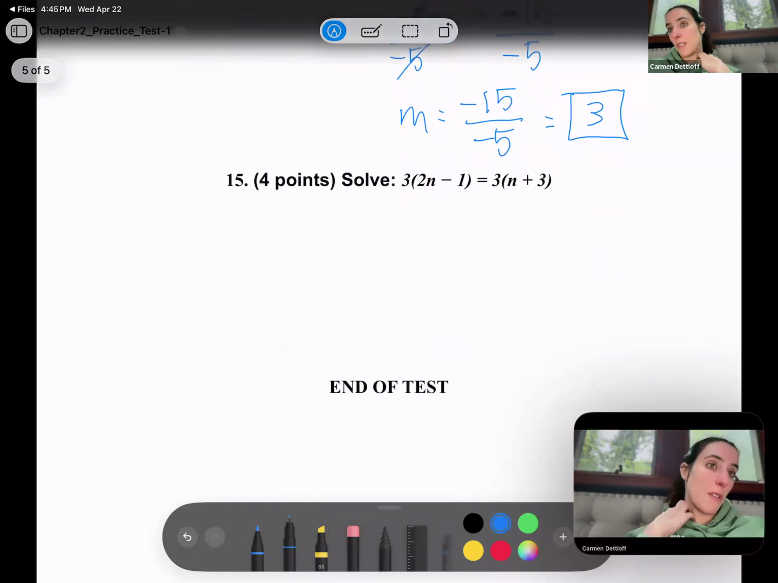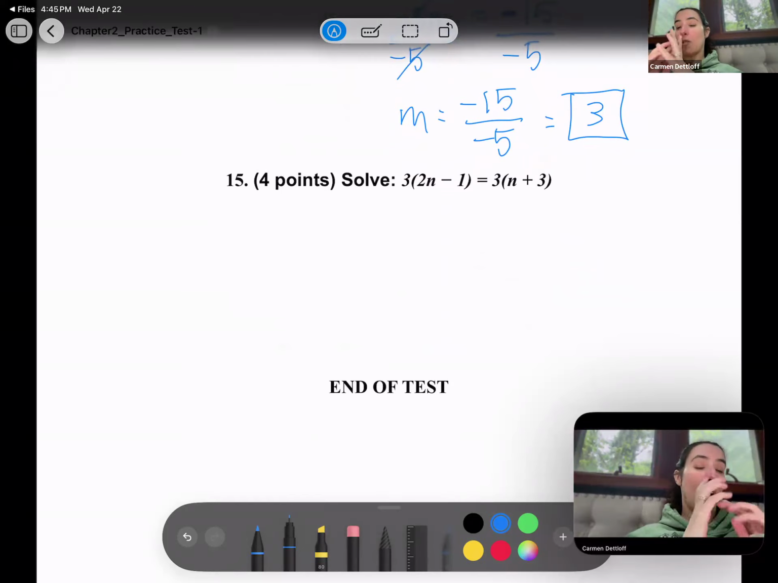Okay, number 15. This one is very intimidating. Deep breath. We got this. Ask yourself, what are we going to do here? First things first, I need to get rid of those parentheses. So I really need to follow PEMDAS, right? And figure out if there are any like terms I can combine. But to do that, I've got to distribute these 3's and do my multiplies before I can do any adding or subtracting.